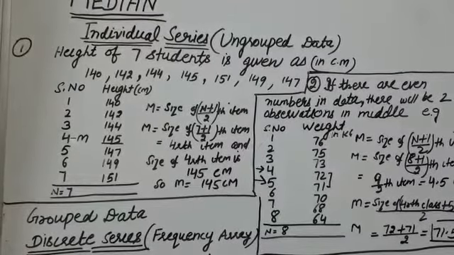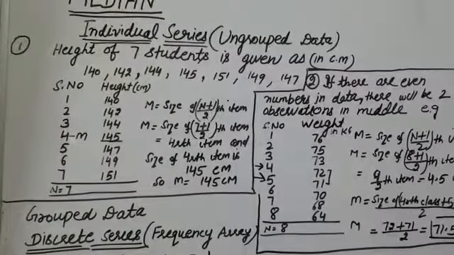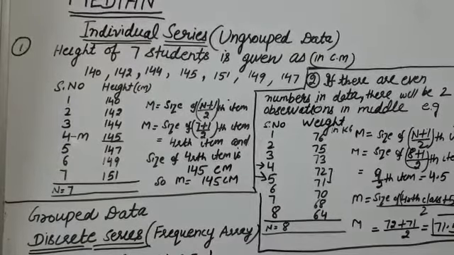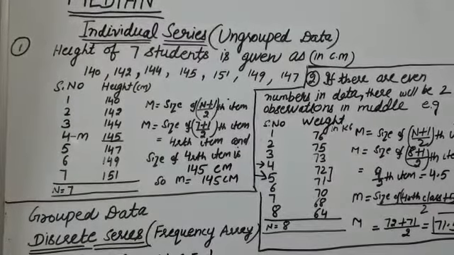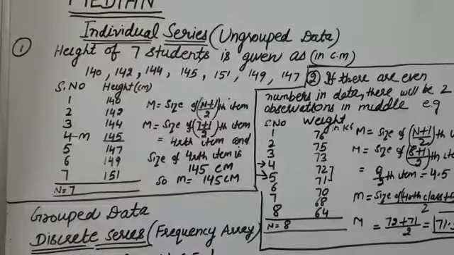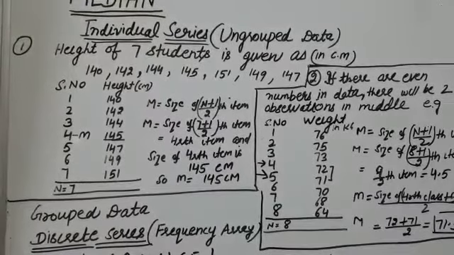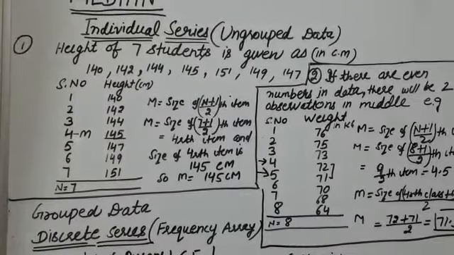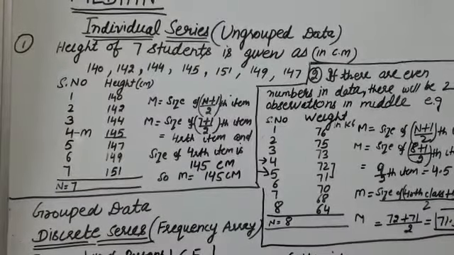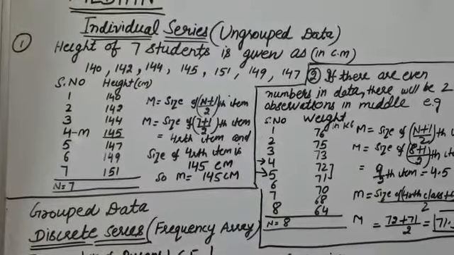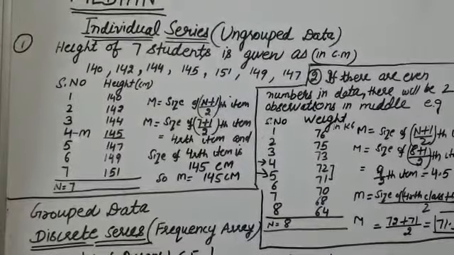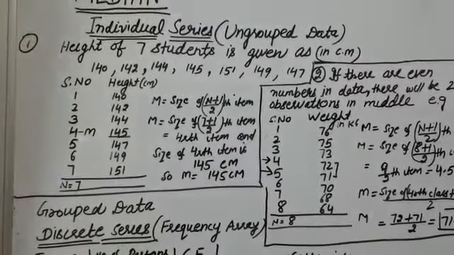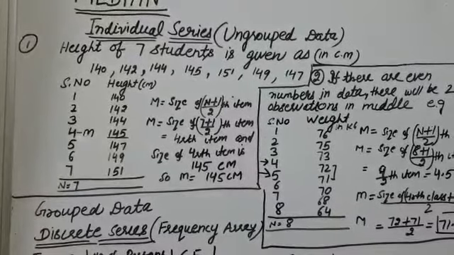In order to locate the median value, all items of a series are arranged in either ascending order or descending order. In ascending order, the lowest value is placed first, that is, higher values follow the lower values. In descending order, lower values follow the higher values. Now, calculation of median in individual series, that is ungrouped data.